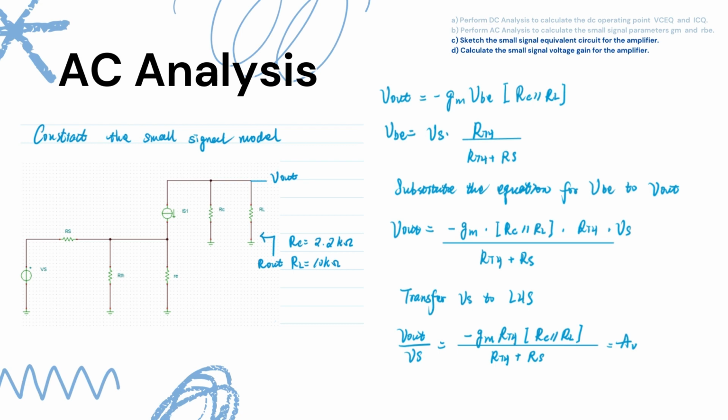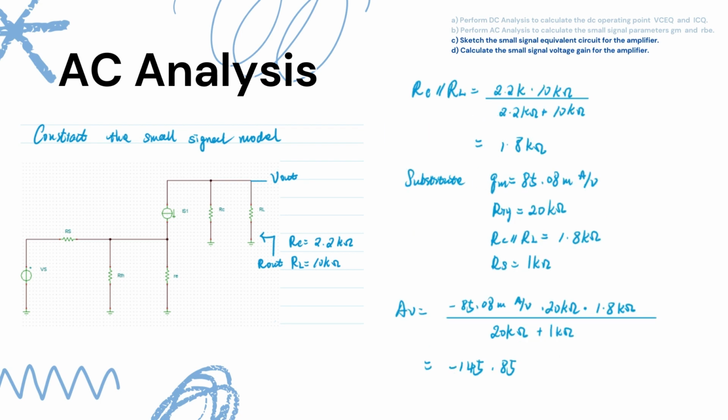The value of VBE can be calculated by applying the voltage division law. Substitute the expression for VBE into Vout and transfer Vs to the left-hand side. We get the expression for the small signal voltage gain AV. Calculate the value for RL and RC in series, which is 1.8 kΩ, and substitute Gm, RTH, the series of RL and RC, and RS into the expression of voltage gain. We calculated that the small signal voltage gain is minus 145.85.